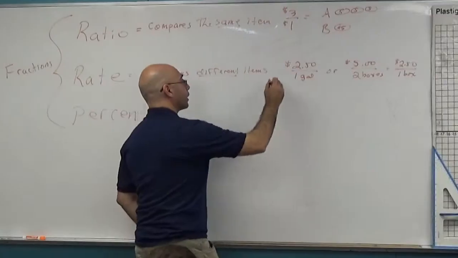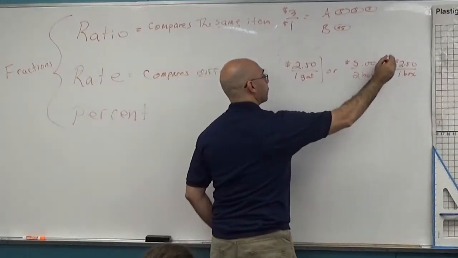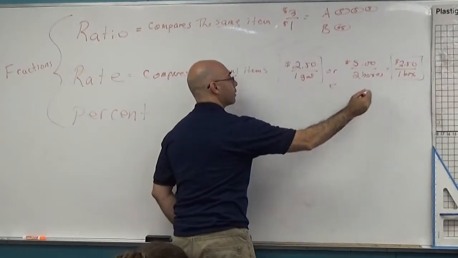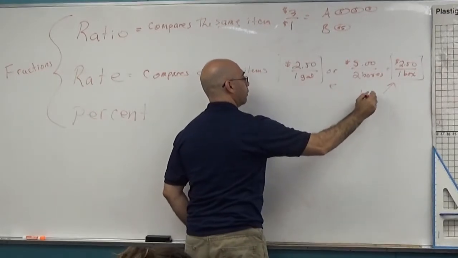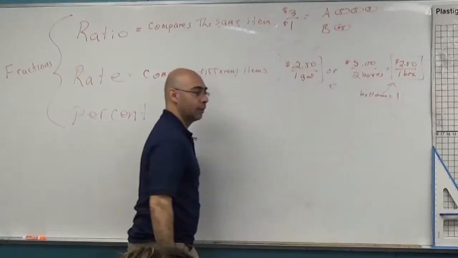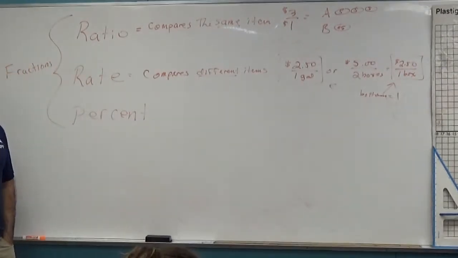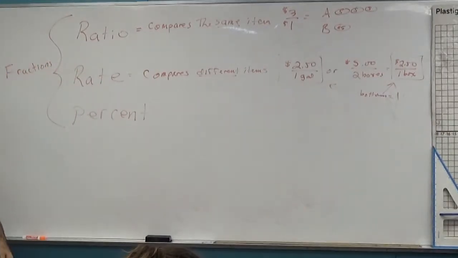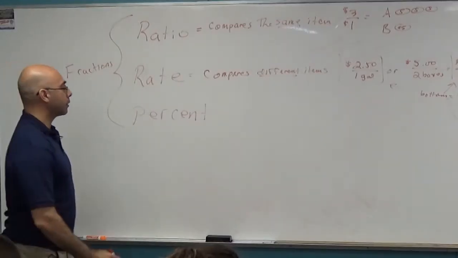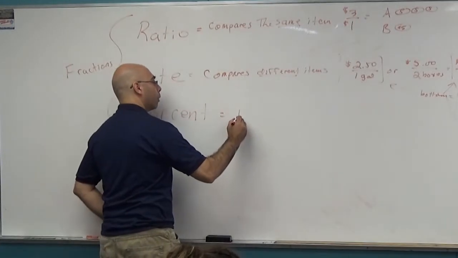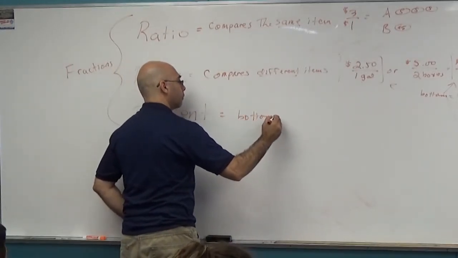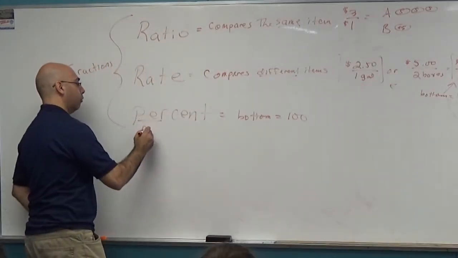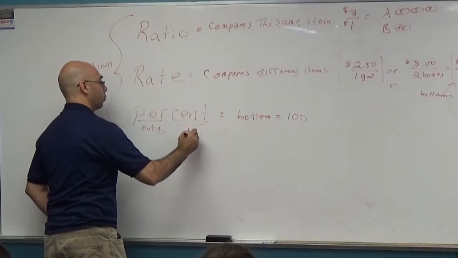Now the key idea with rates, you're comparing 2 different items, but usually when you talk about rates, usually the bottom number is 1. That's what we call a unit rate, because unit just means basically 1. But it doesn't have to be. Percent is just a fraction where the bottom equals 100. Because per means out of, and cent means 100.